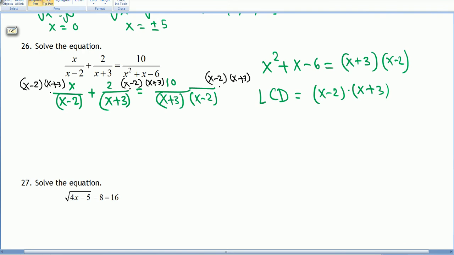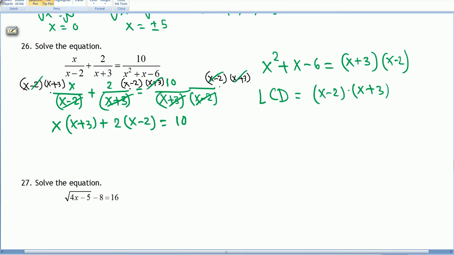Then x minus 2 cancels, x plus 3 cancels, and x minus 2, x plus 3 cancels. What is left? x times quantity x plus 3. The bottom is gone. That was the purpose of multiplying by the LCD. Plus 2 times x minus 2 equals this 10.